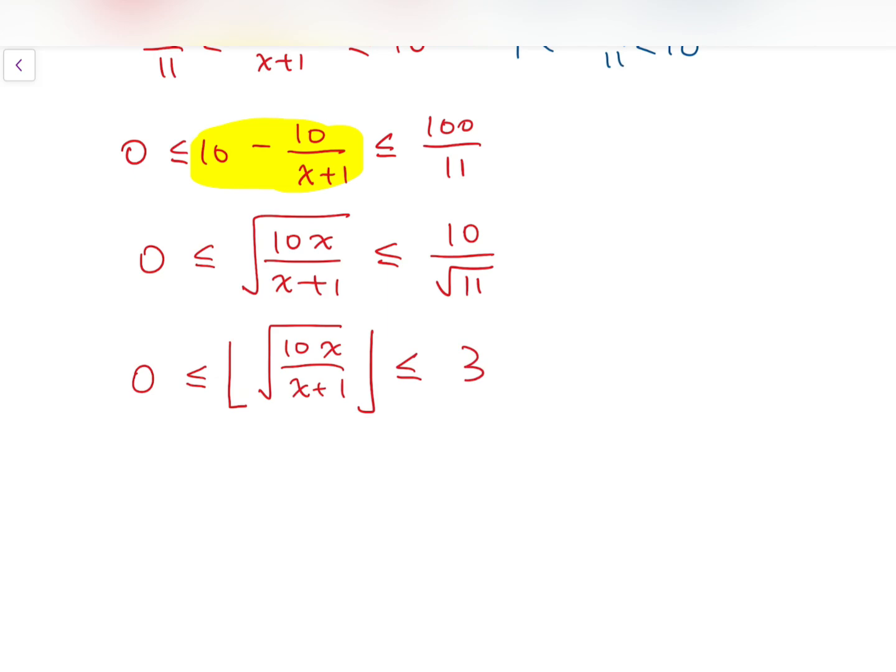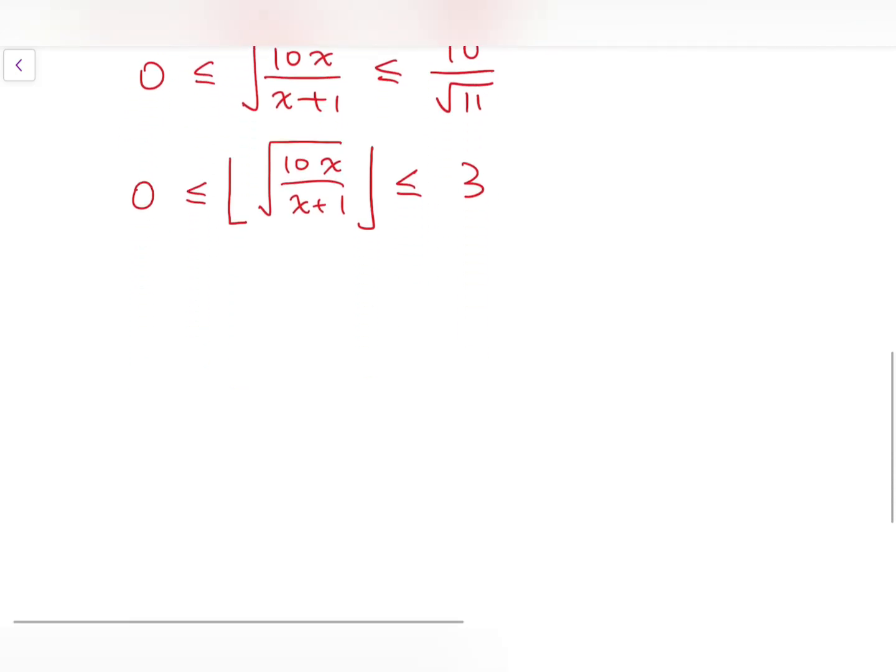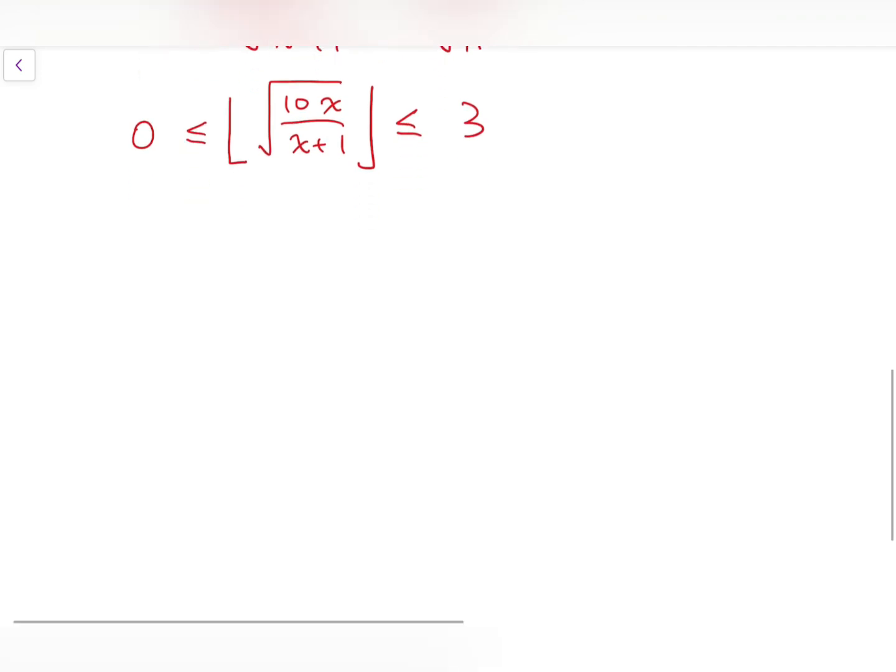Now that means there are only 4 possible values for this output of the floor function: 0, 1, 2, and 3. If it's just 0, then we have nothing to integrate, so we can just focus on when this function will give 1, when it will give 2, and when it will give 3. As an example, I'm going to demonstrate how to find the range of x that gives 1 under this floor function of the square root.